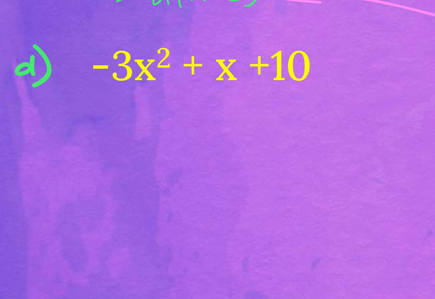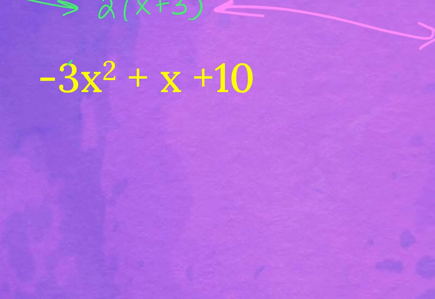No. Obviously it's not 2 terms. The first and the last are not perfect squares, so this falls back on my first times last, -3 times 10, or trial and error, which is -30. Factors of -30 that sum to +1.